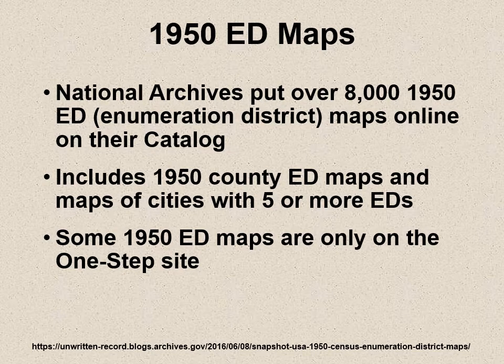There are enumeration district maps that the National Archives has, and they put over 8,000 of them online on their catalog. Eventually, I expect that they will have a standalone 1950 website. Those online maps include maps of cities with 5 or more EDs or county maps. But some of the maps are missing, or the linkages were bad. And so on the OneStep website, you can find maps that you cannot find on the National Archives site.